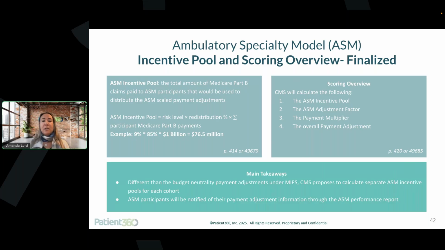So the main takeaways here. The way you get paid in the ASM model is different from what you're used to in MIPS. In MIPS, your bonus is often small because it depends on taking money from the few doctors who actually get penalized. The ASM model is changing this. It's creating a guaranteed incentive pool for each specialty group. CMS calculates this pool based on the total revenue of everyone in your cohort, so all heart failure specialists, creating a defined pot of money available for performance bonuses. This means that your potential upside is determined by the size of your cohort's pool, not just by how many people fail. You will see exactly how this affects your payments in your ASM performance report. Next slide, please.